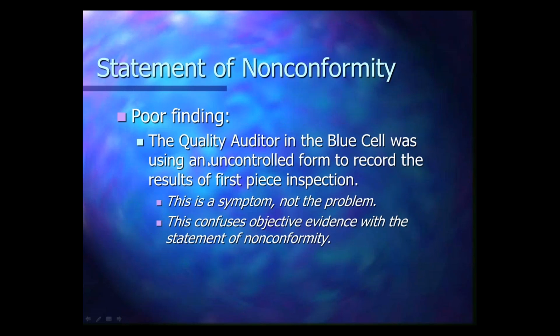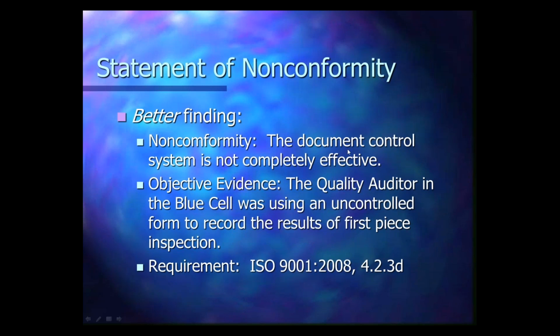Take a look at another poorly written example. Quality auditor in the blue cell was using an uncontrolled form to record the results of first piece inspection. Again, a symptom and not the real problem. And again, we're confusing objective evidence with the statement of nonconformity. A better way to write this: the document control system is not completely effective. Again, the word system is right in that statement of nonconformity, so we're getting problem-solving efforts directed towards the document control system as opposed to the discrete objective evidence.